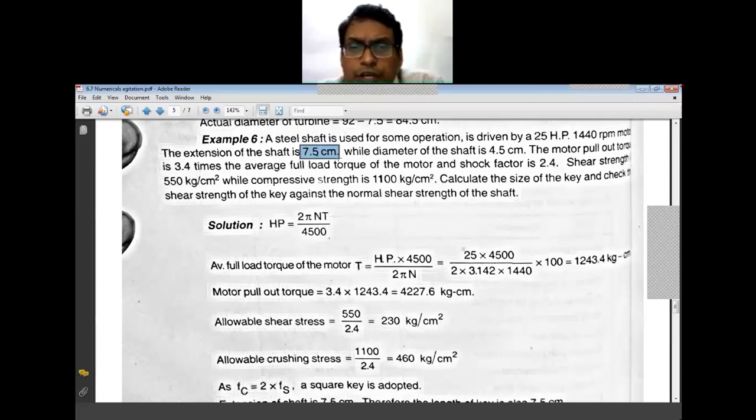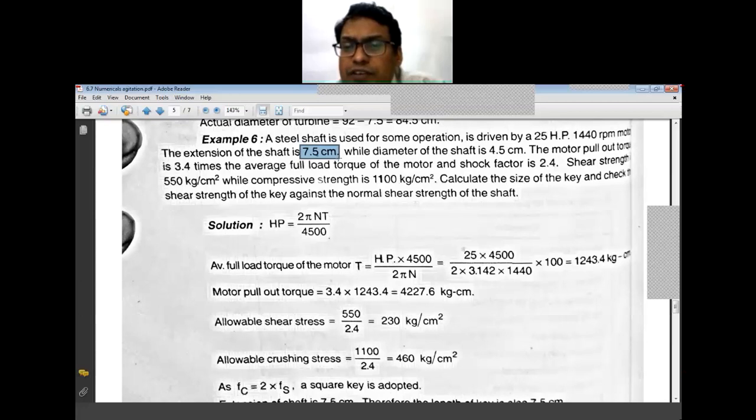Now calculate the size of the key and check the shear strength of the key against the normal shear strength of the shaft. So what is the torque that will be exerted by the motor on the shaft? First we will calculate the full load torque of the motor, how much torque the motor will develop, and then we will consider the motor pull-out torque, because initially I am having a jerk. So full load torque is calculated by HP into 4500 upon 2 pi n. This formula we have already studied in the 12th standard or so.